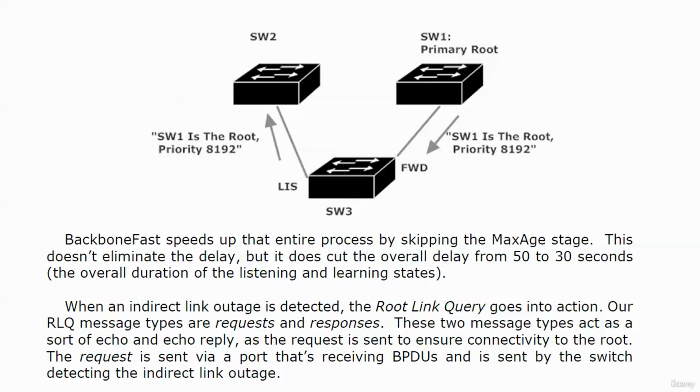Now, this is more than you'll probably ever need to know about the root link query. As soon as you hear about RLQ, you know we're talking about Backbonefast, but I want to go through these messages with you. Basically, we have requests and responses when it comes to RLQ. These two message types are not officially pings or echoes, but they kind of act as an echo and echo reply, because the first message, the request, is basically saying, here's who I think the root is, can I reach it this way? And the response is going to tell us whether we can or whether we can't. Now, the request is sent by a port that's already receiving BPDUs, and it's sent by the switch detecting that indirect link outage.